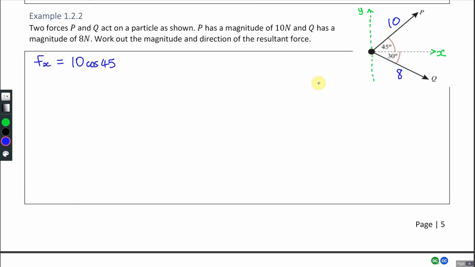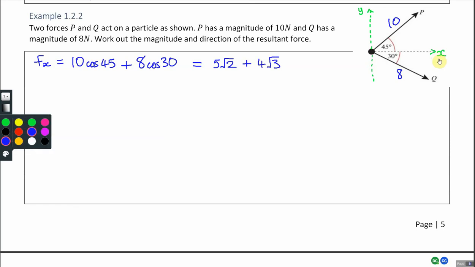Now the 8 Newton force, its horizontal component will be 8 cos 30. Again, the 30 is adjacent to the direction, so 8 cos 30. It's positive, so we need a plus. Now 45 and 30 are both common angles, so we're going to simplify them. Cos 45 is root 2 over 2, so that becomes 5 root 2, and cos 30 is root 3 over 2, so that becomes 4 root 3. So that's the horizontal component of the resultant.